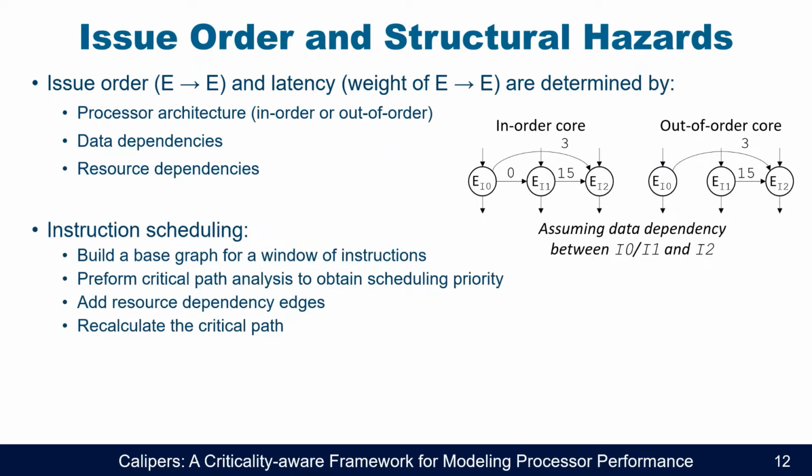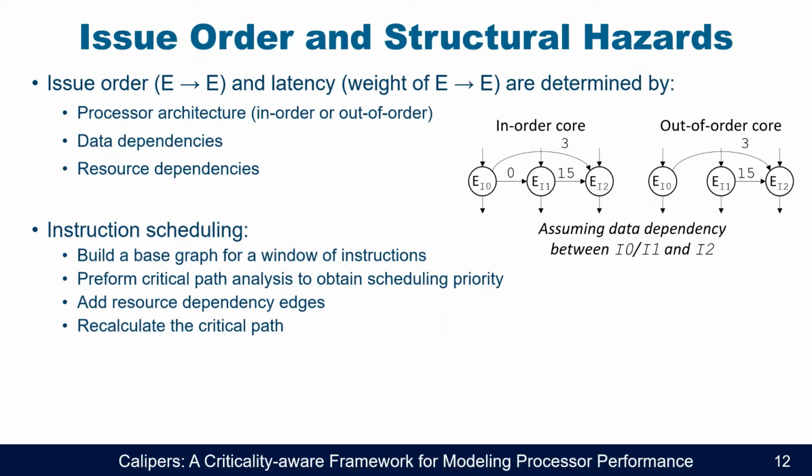So how does Calipers obtain a scheduling order, particularly for an out-of-order core, to model contention of instructions on finite resources? Our solution is to first build the base graph for a sliding window of instructions that accounts for control and data hazards, and then calculate the length of the critical path to the E vertices. Instructions are in fact issued and scheduled to use the resources using the list of the E vertices sorted based on their critical path length.